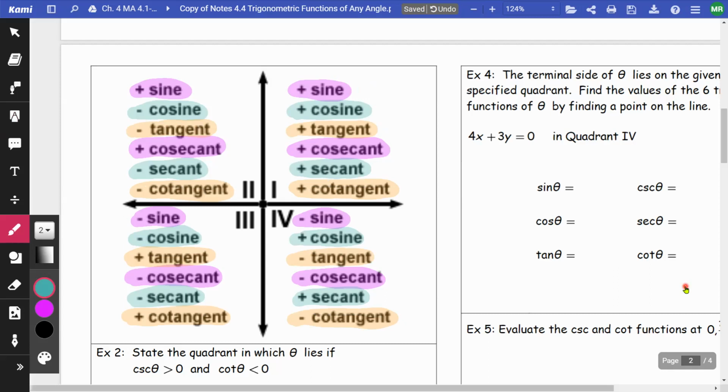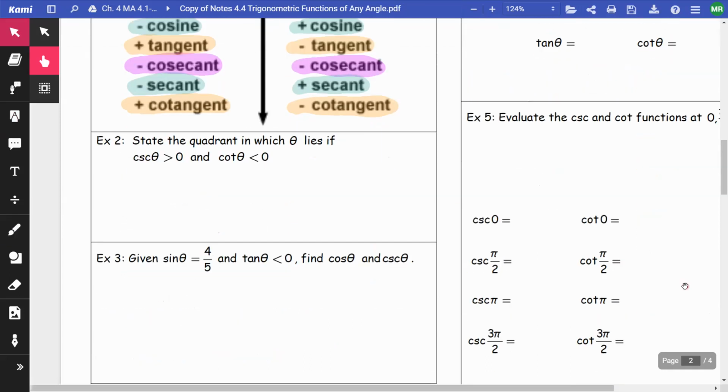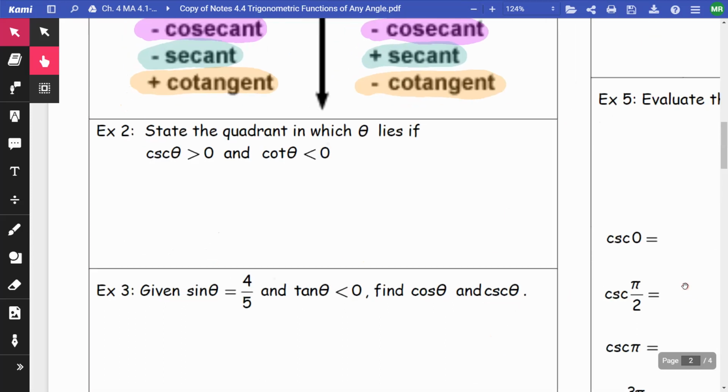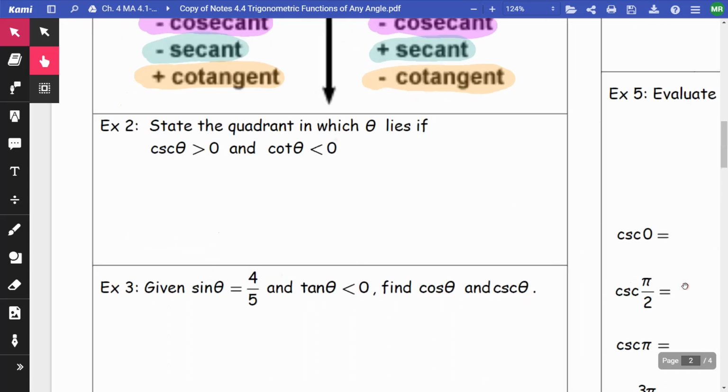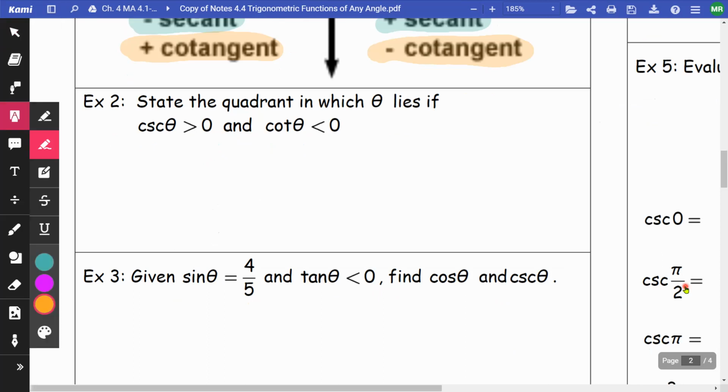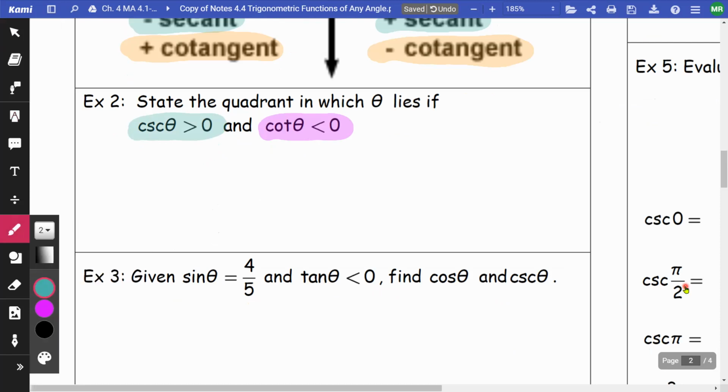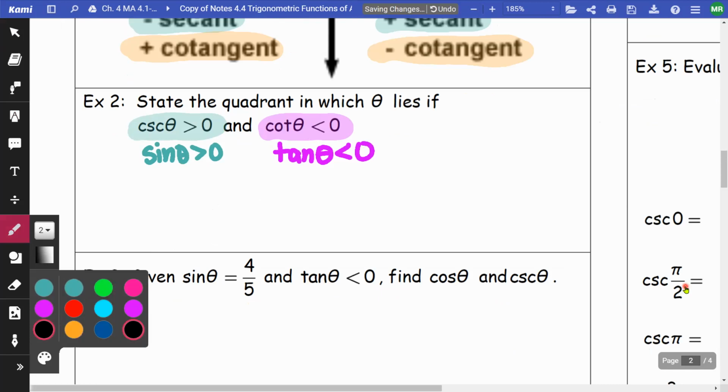Now, example 2. In this one, we want to figure out where this angle is, in what quadrant, if we know that our cosecant is greater than 0 and our cotangent is less than 0. So if my cosecant is greater than 0, the reciprocal of cosecant is sine. So really, where is my sine greater than 0? And here, tangent's the reciprocal of this. So where's my tangent less than 0? That's really what I want.